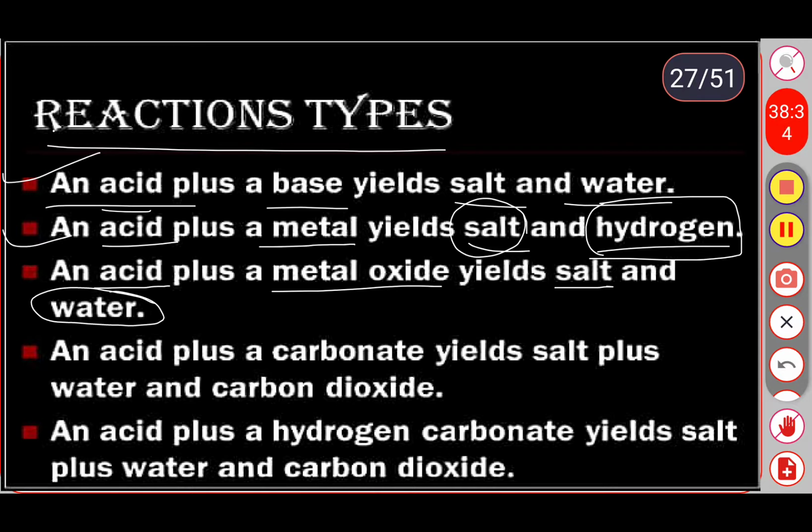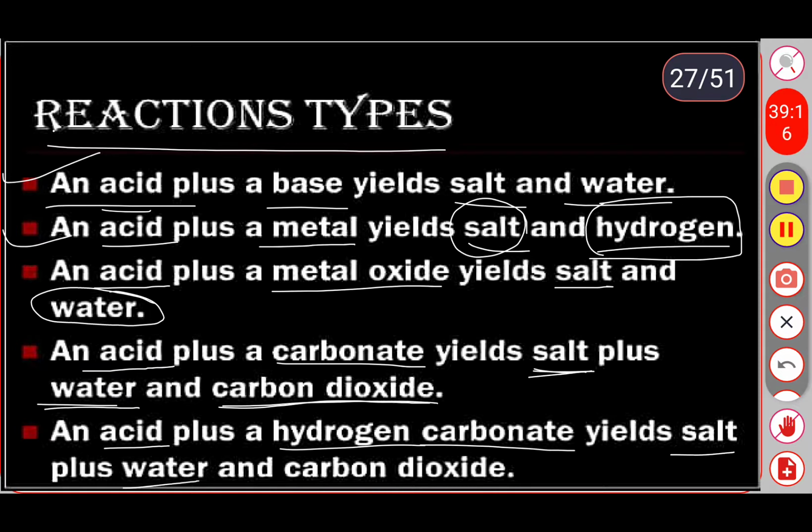And the fourth type of reaction is when acid is combined with carbonates, it forms salt, water and carbon dioxide. When acid is combined with a carbonate, it forms three products. The first one is salt, the second one is water, and the third one is carbon dioxide. Later we will discuss all these things. The last one is when acid is combined with a hydrogen carbonate, it forms salt, water and carbon dioxide.